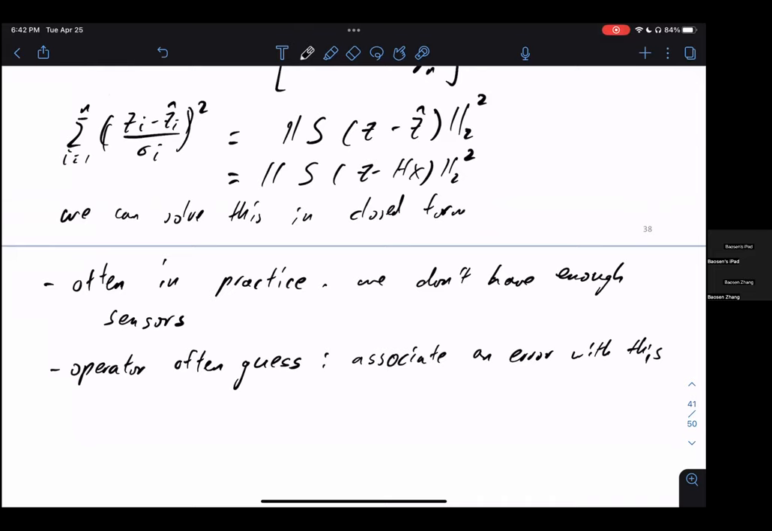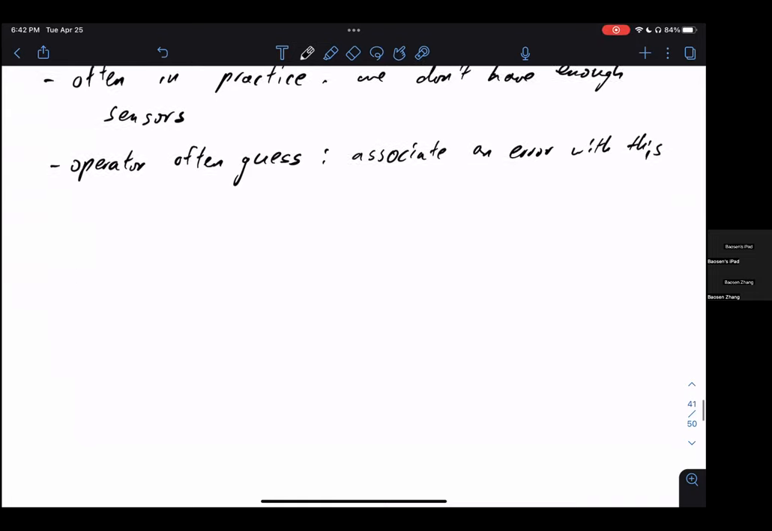Does this function predict the error? That's a good question. So let's look at this function first. Suppose we want to solve this: the weighted least squares of Z minus HX. Let X star be the optimal solution to this. Again, X star is fairly easy to calculate.